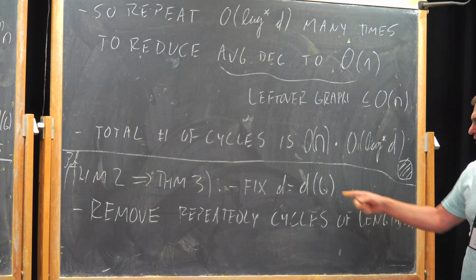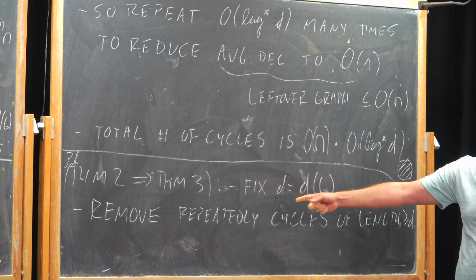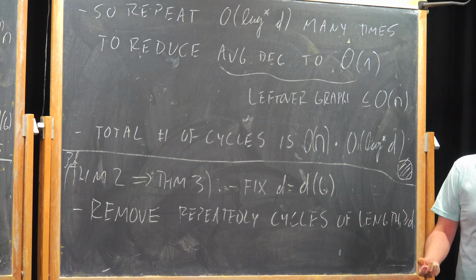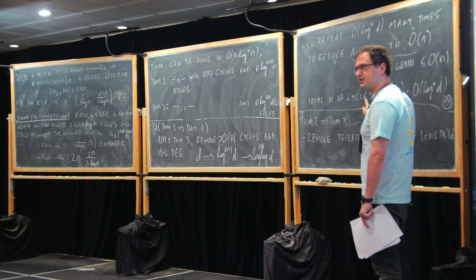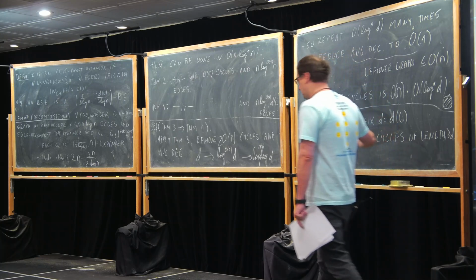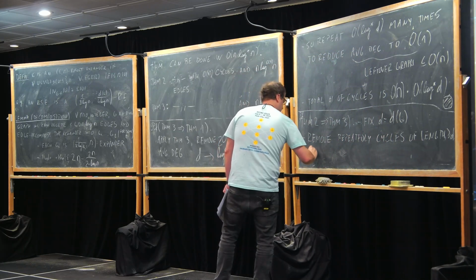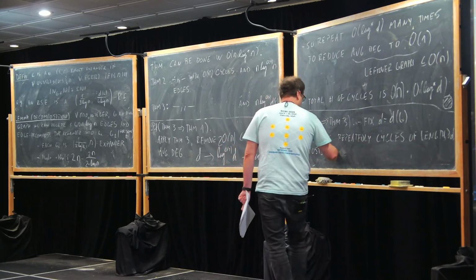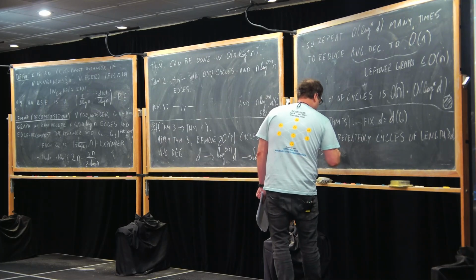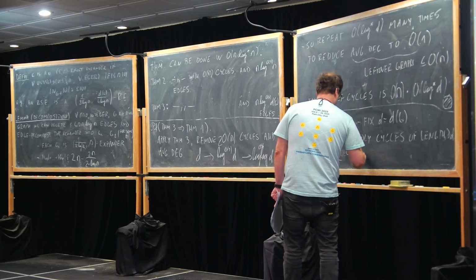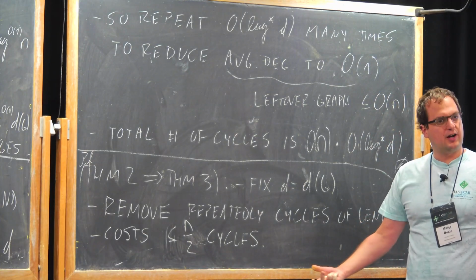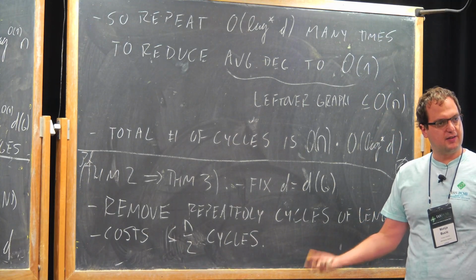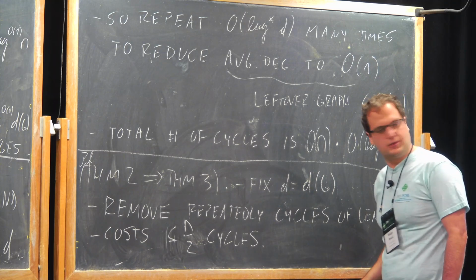Right? So in total, you have n times d over 2 edges. So you can't remove more than n over 2 cycles if you do this. But we are not updating the average degree as we do that. So we just stick with the original one. Okay? So this costs at most n over 2 cycles. Okay. The rest of the graph doesn't have long cycles. It doesn't have a cycle of length d, right?